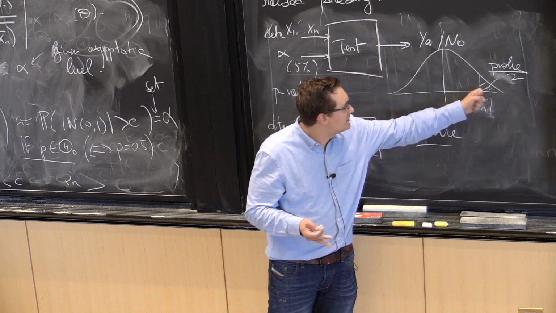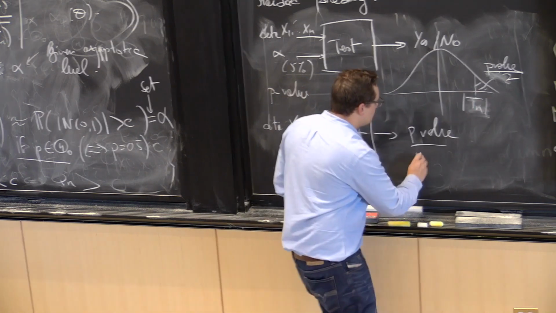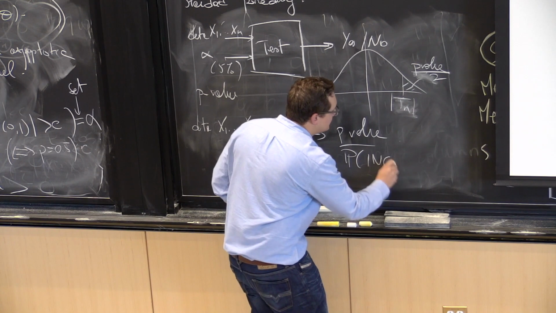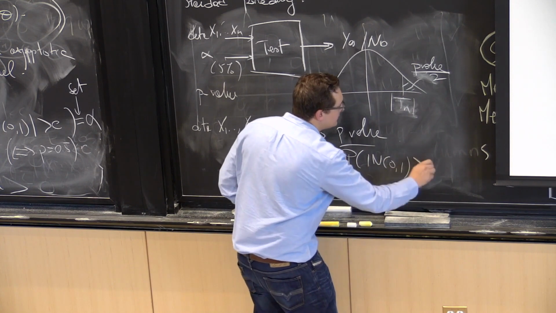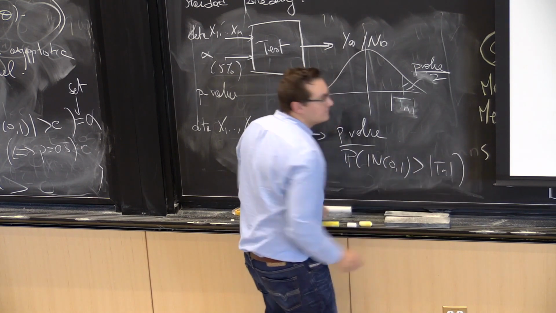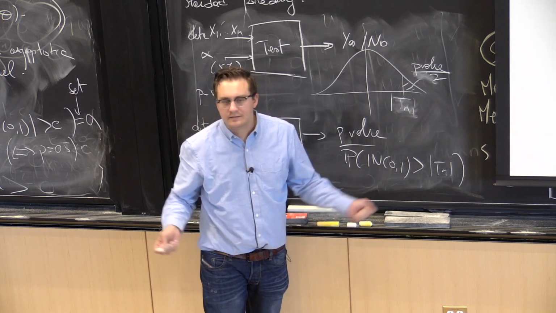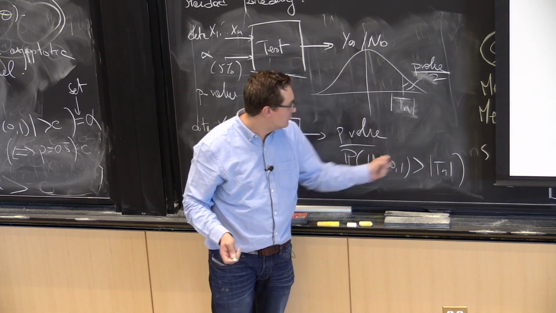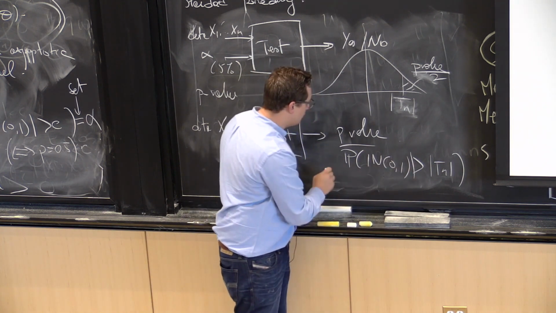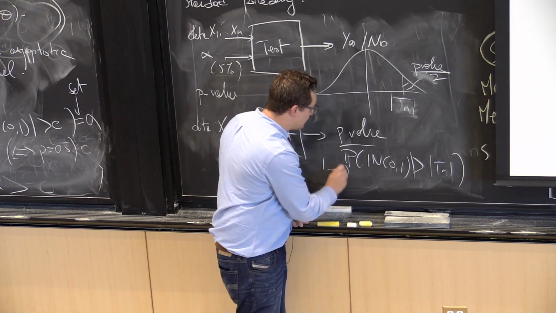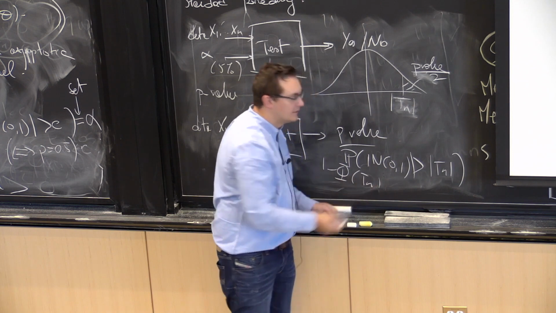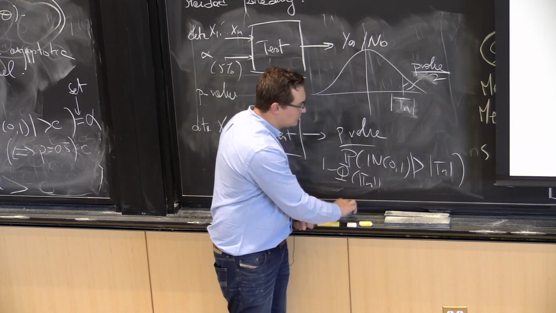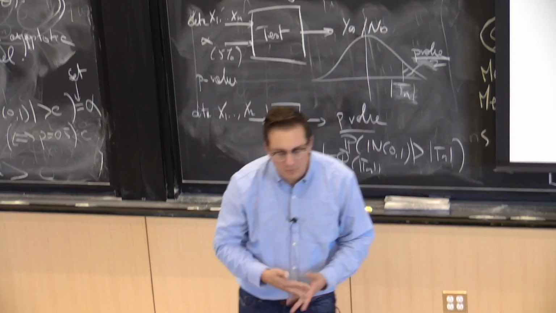It's just the probability that the absolute value of an N(0,1) exceeds Tn. Right? That's what the p-value is. Now, this guy has nothing to do with this guy, so this is really just 1 minus the Gaussian CDF of Tn. And that's it. So that's how I would compute p-values.